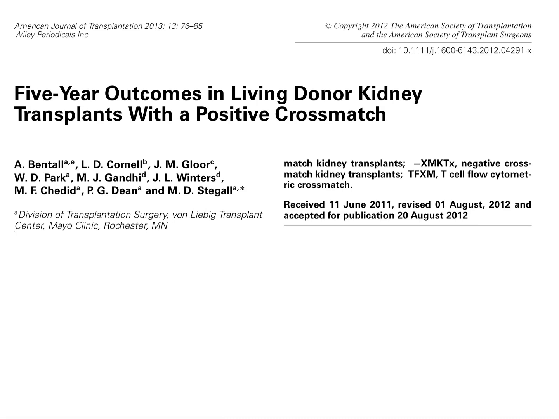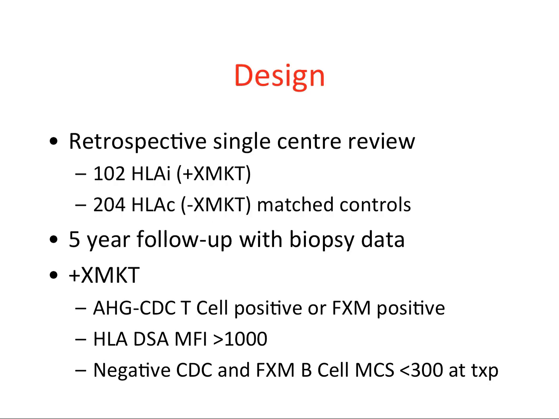So I would encourage you to read this paper carefully. This is the best medium-term outcome study in HLA-incompatible transplantation, and the authors are inclined to talk up the results, but I'm not so convinced. So it's a retrospective single-center review of 102 HLA-incompatible transplants and 204 matched controls. 5-year follow-up data with biopsies, not in all the patients, but in many of them.